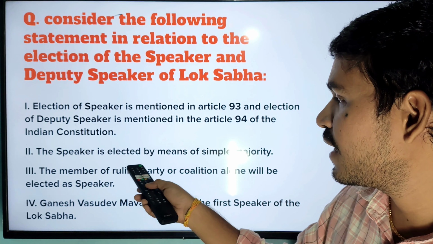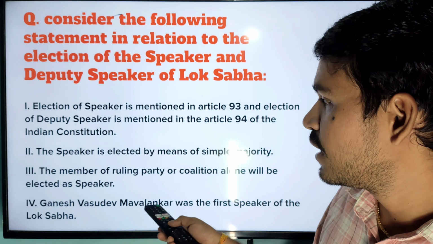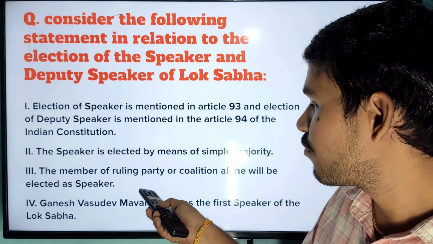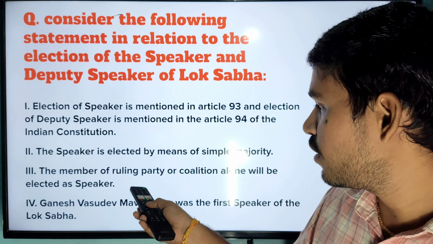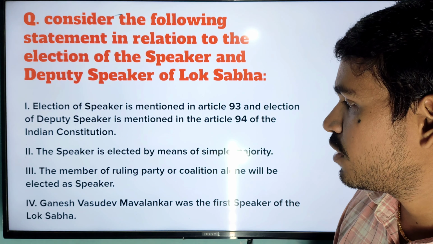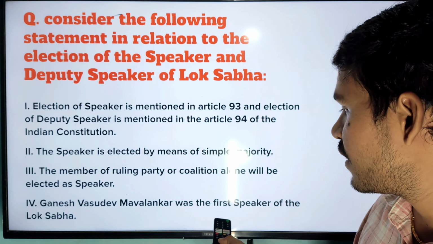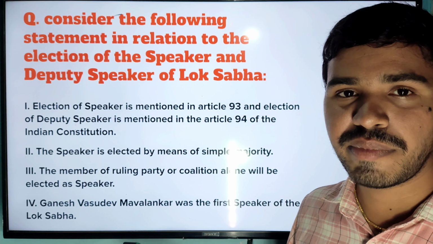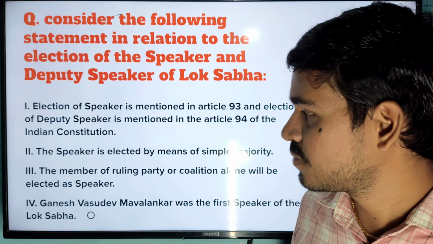Next one is the Speaker is elected by means of simple majority. This statement is correct. Next, third statement is the member of ruling party or coalition alone will be elected as Speaker. So, it is wrong. Whoever has majority will win. So, there is no mandatory rule like that. Ganesh Vasudev Mavalankar was the first Speaker of the Lok Sabha. This statement is correct. So, 1, 2 and 4 are correct.